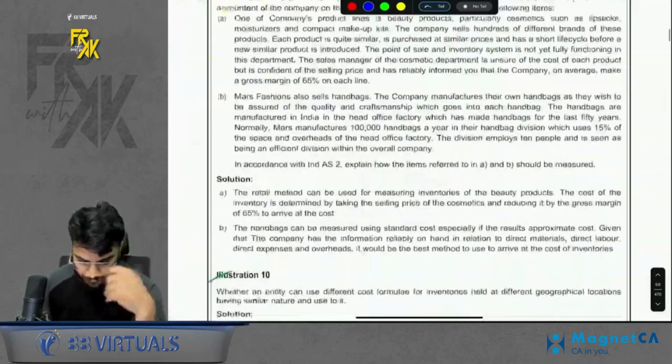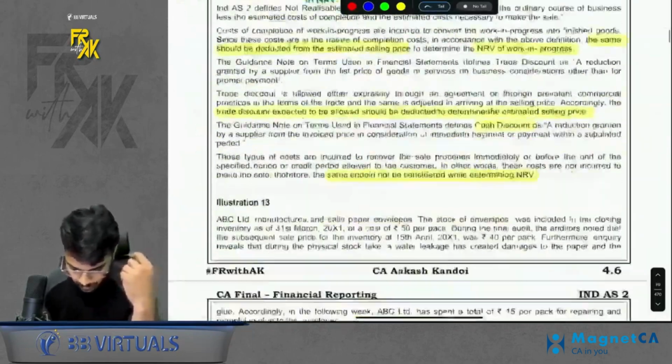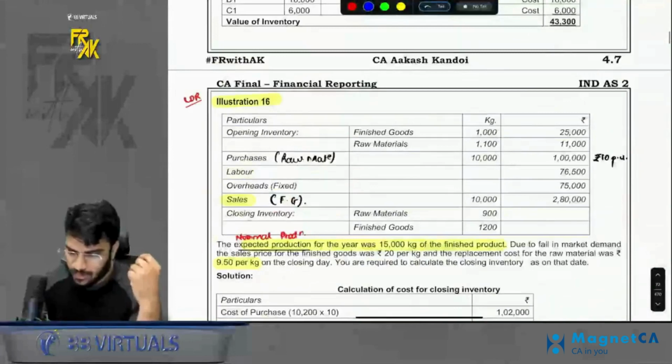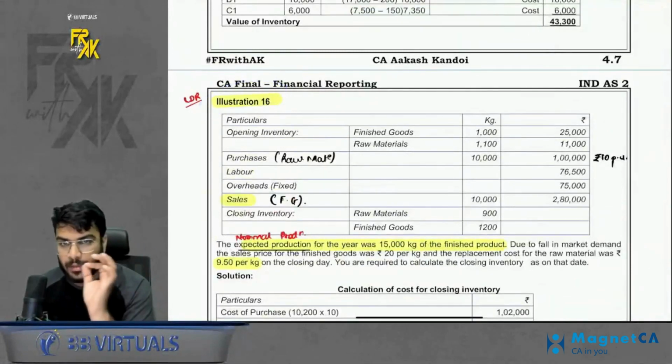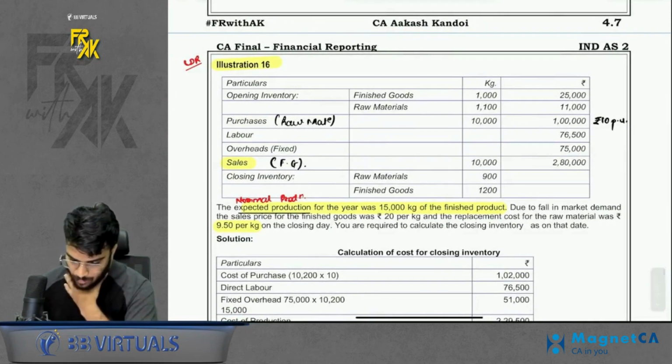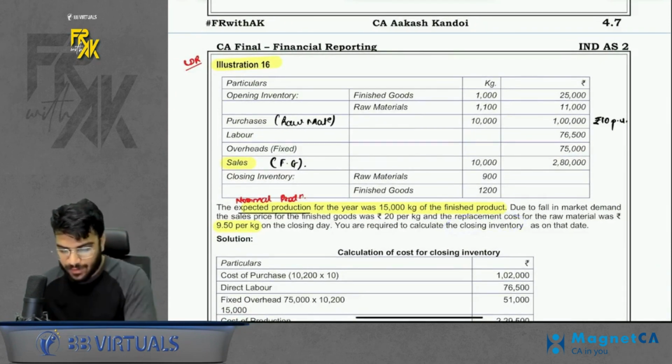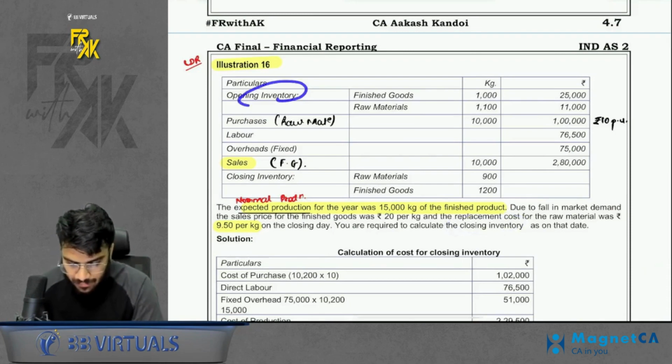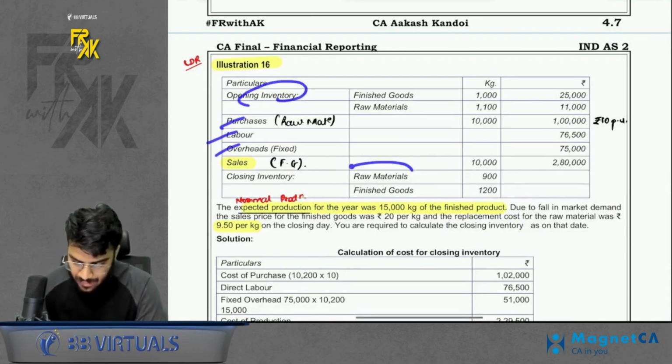Okay, then one more good question is, I guess, illustration number 16. A fantastic question. Please do give it a read. I will, of course, revise this with you. What is there? So we need to again find the value of closing inventory. How do we find it? So now opening inventory is given, few expenses are given, closing inventory is also given.